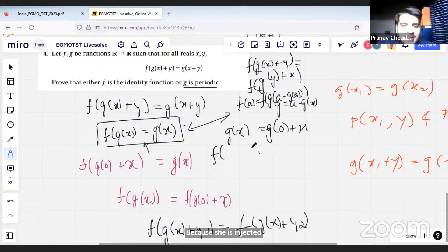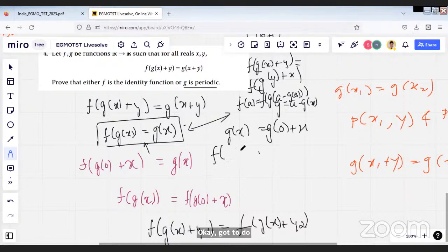Wait, can you say the finish again? I'm still confused. You said it too fast. Okay. Consider X is 0 and Y is A minus G of 0, you get this. And consider X is 0 and Y is B minus G of 0, where F of A is F of B. Same thing, just replace A and B.